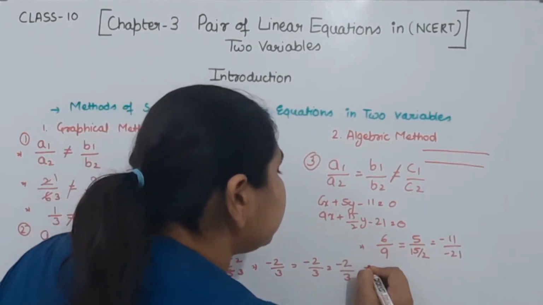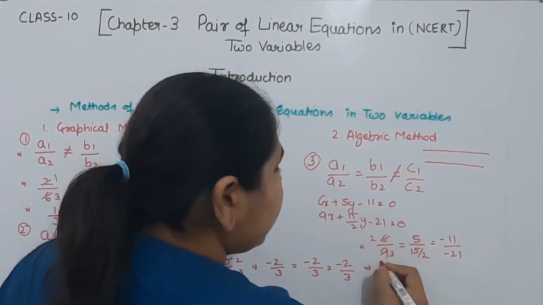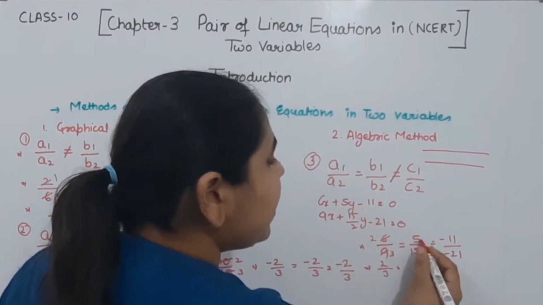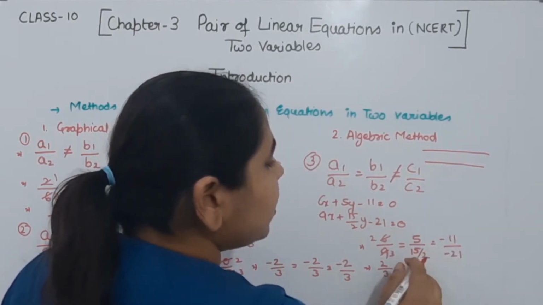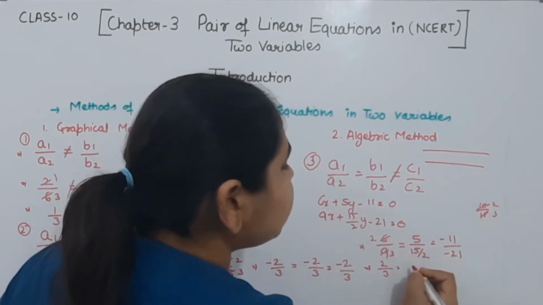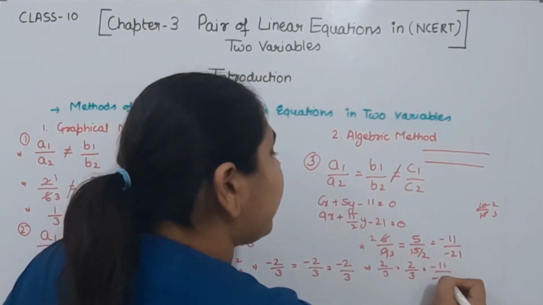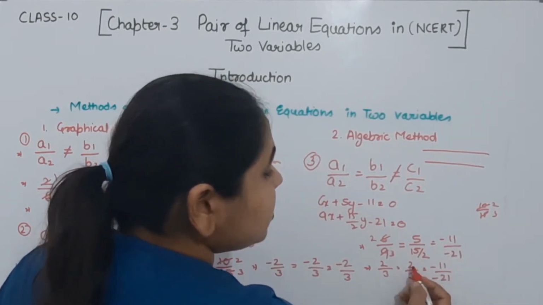Now I'm going to solve this one. This one we are having 3 2s are 6 and 3 3s are 9, so 2 by 3. Now this one we are having is 5 multiplied by 2. We are going to reciprocate this one, so this one will have 10 by 15. Now 5 2s are 10, 5 3s are 15. This one we are having 2 by 3, and this one we are having minus 11 by minus 21.